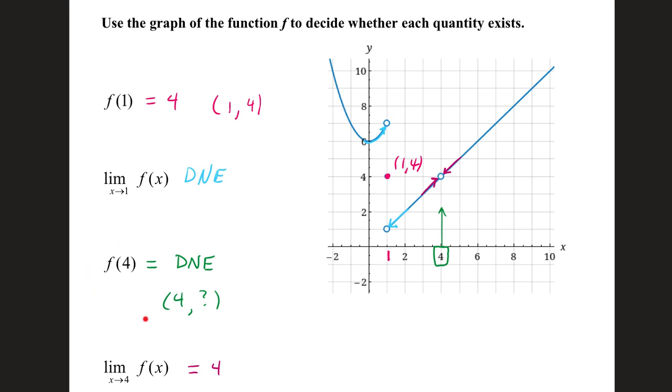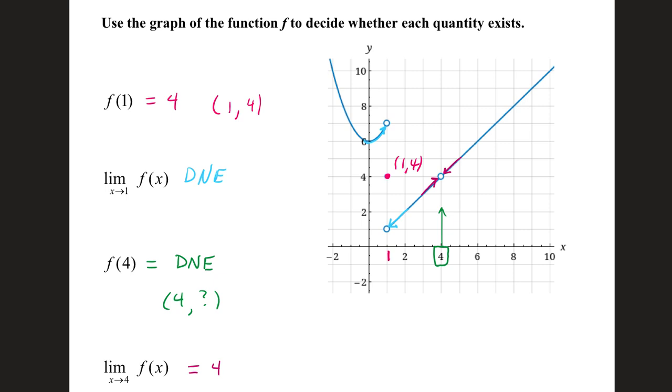Jump down to this third part, f of 4. You go to where x is 4. If you can find it on your graph where it's defined, then you'll have a function value. This particular graph does not have a filled in circle when x is 4, therefore it does not exist. There is no y value that pairs up with the x value of 4.